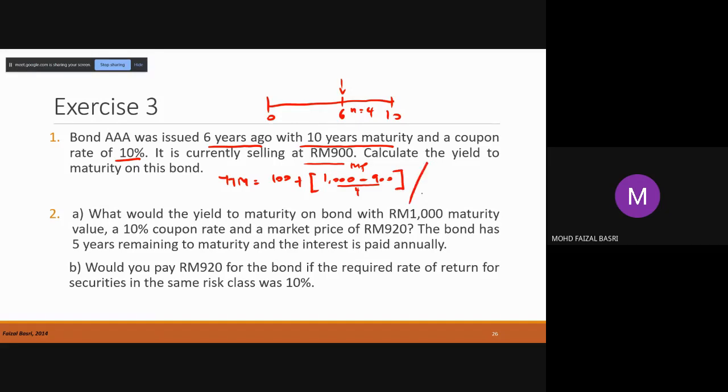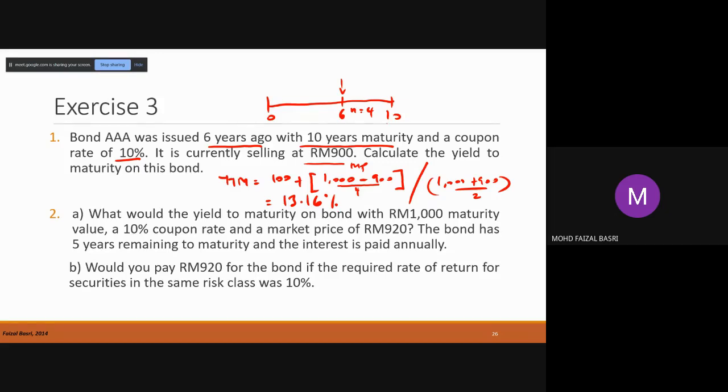And we divide everything here by 1,000 plus 900 divided by 2. So based on this, 1,000 minus 900 is 100, divided by 4, plus 100, and we divide with 950, which is 1,900 divided by 2. So we have here 13.16%. This is the value of yield to maturity for this bond.